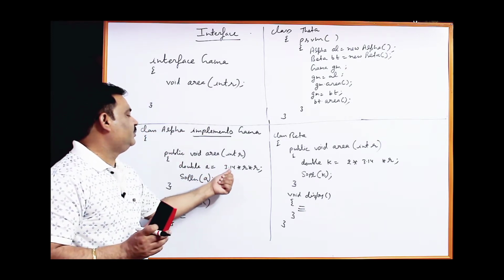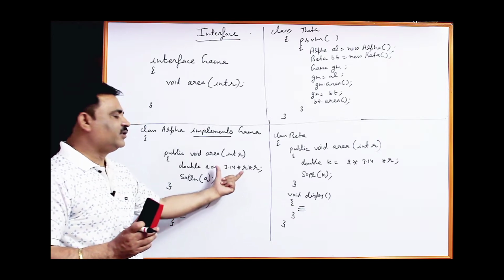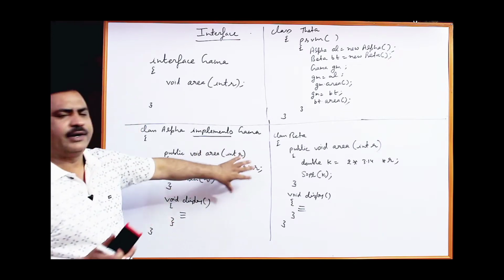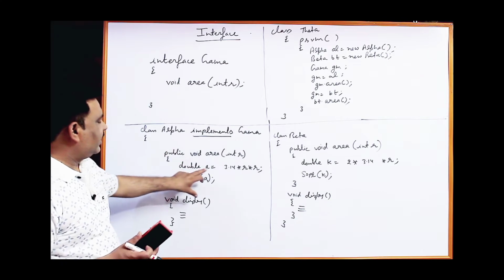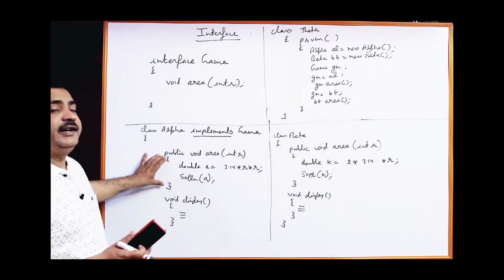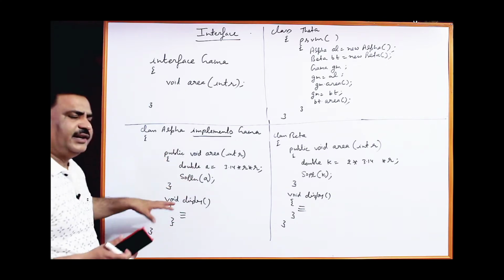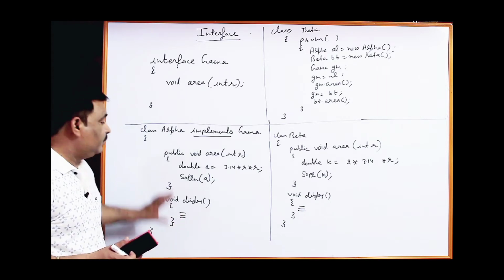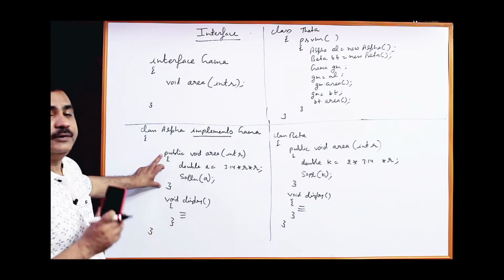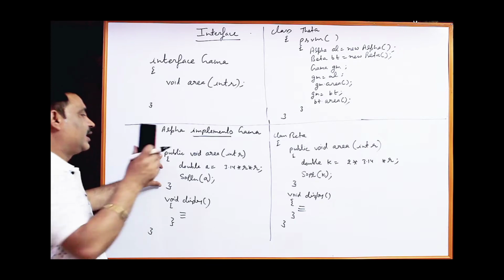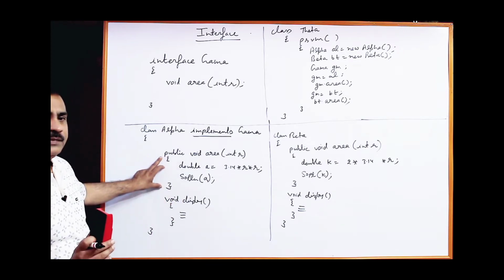Here I have written a equal to 3.14 into r into r, pi r square, the area of a circle. Any coding you can do. After calculating something I have printed it here, and you can make any number of functions, display, xyz, any functions. But this function is a must to define here. It means you have to override the area function here.